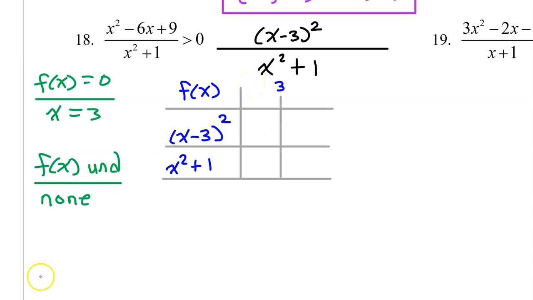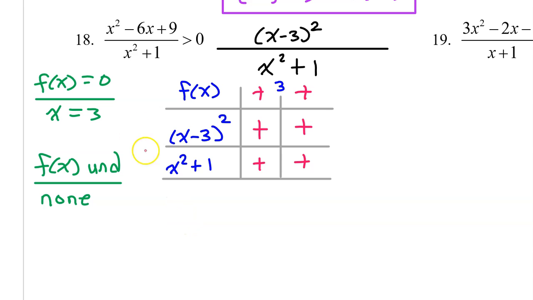So, sign chart. Set up your sign chart like this. X minus 3 squared will be positive in both of these intervals because when you square even a negative, it becomes positive. We already discussed why x squared plus 1 will always be positive.